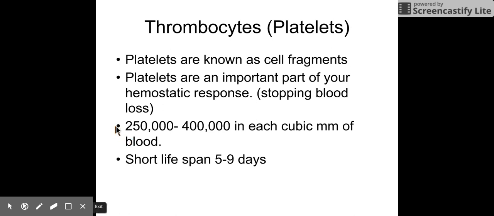Lots more than white blood cells, but not nearly as many as red blood cells. And these have a really short lifespan. You're cycling platelets all the time to make sure that they're healthy and they don't get sick. All right, that is the end of our first lecture for the cardiovascular system. Like I said, this is a really short unit, so let's keep moving on.